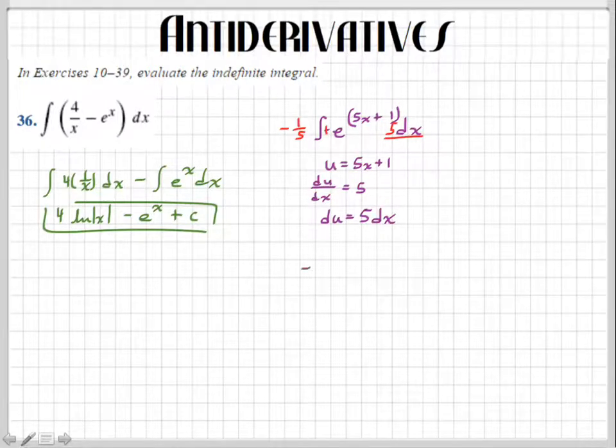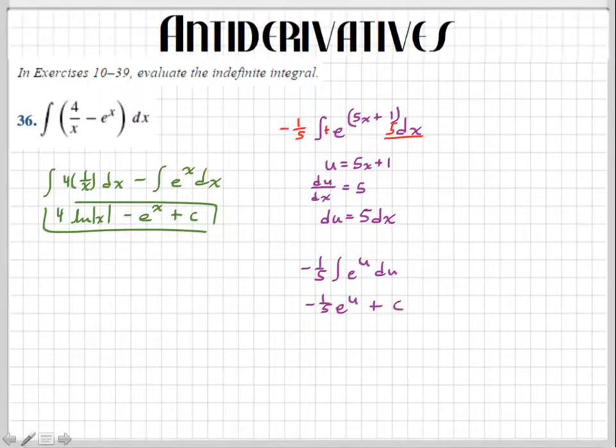So we have negative 1 over 5, and we have the integral of e to the u du. So we could sub in the u and the du. Now we just have the antiderivative of that, which is just e to the u. So we have negative 1/5 times e to the u, and the du is gone, plus c. But our answer is not finished. We gotta put this back in terms of x. So we gotta take this u out and put in what we know u to be.